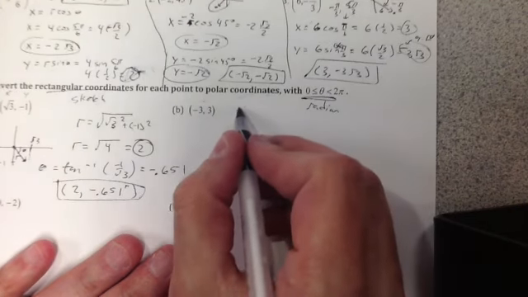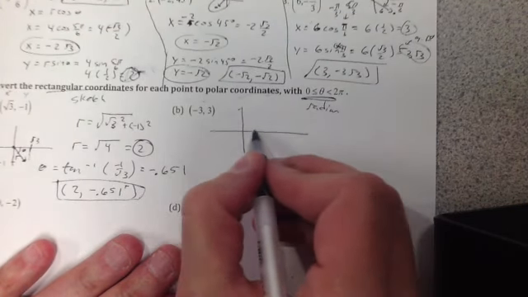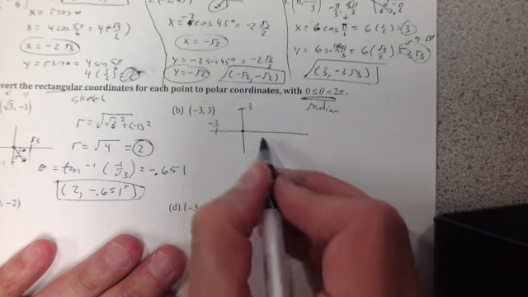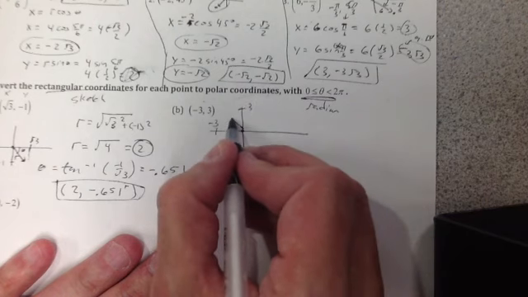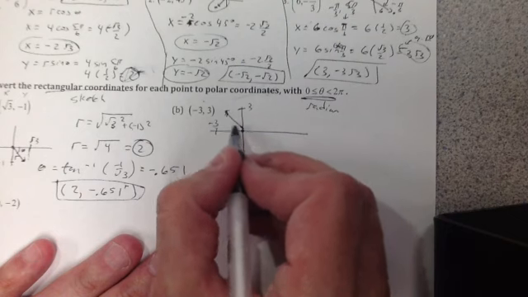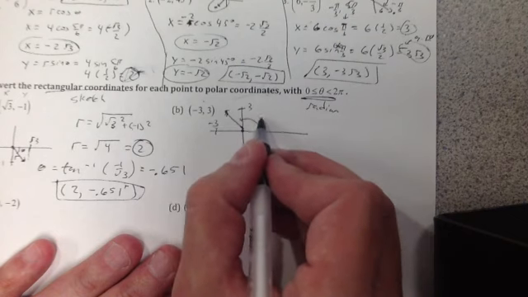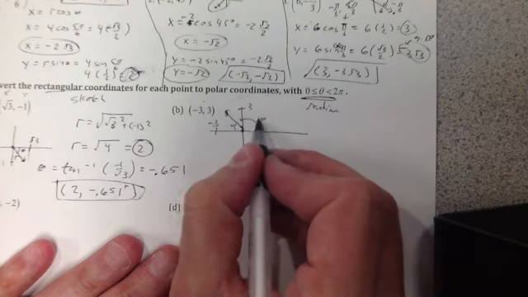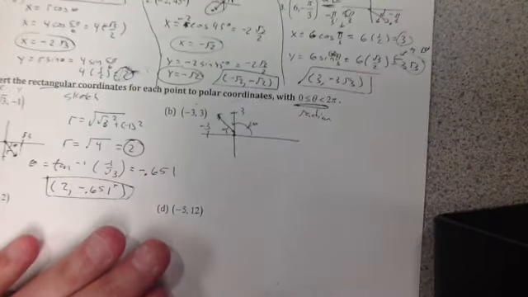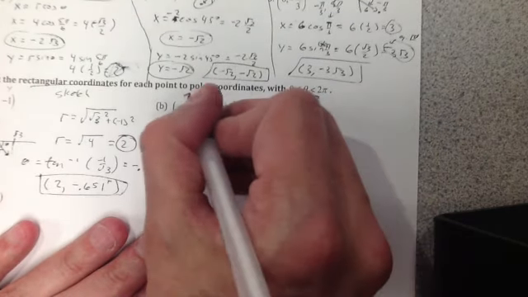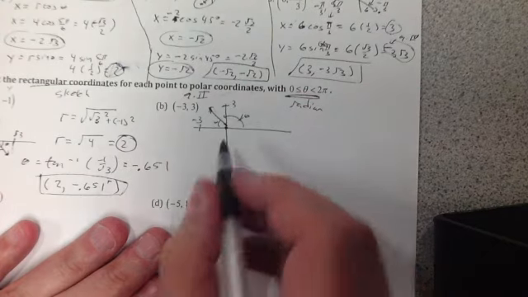Graph it like it's hot. Okay? Negative 3, up 3. I'm starting here. There we go. So I've got to find that theta, which is basically just this theta right here, which we'll look for in a second. Be careful of the quadrant we are in. So we're in quadrant 2. That's going to make something for us.